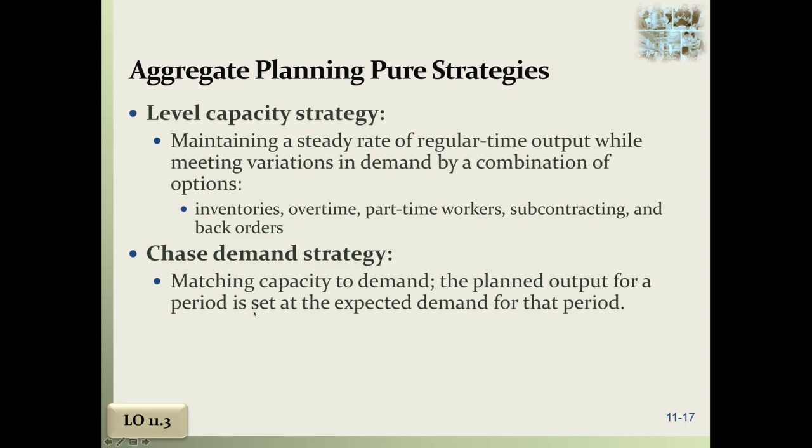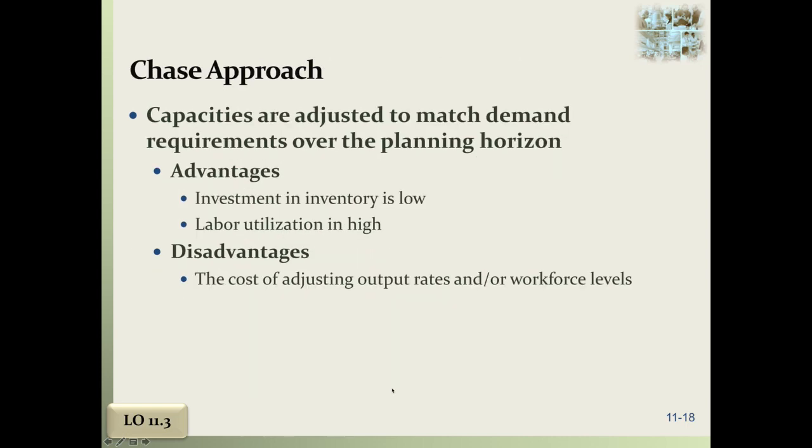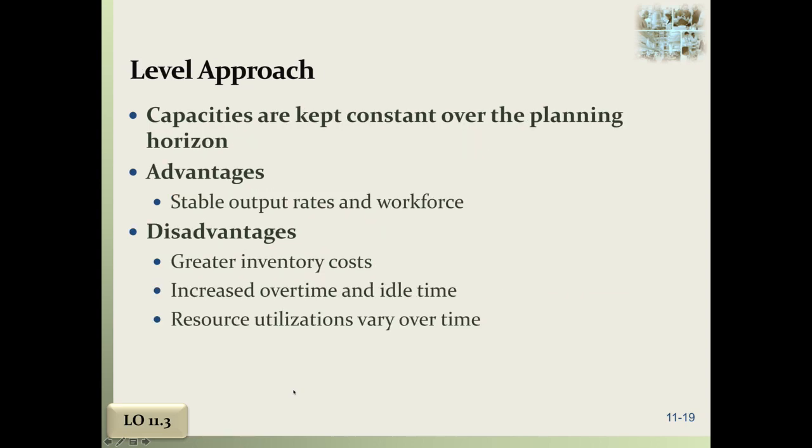Chase demand strategy is when you match your capacity to the demand. So the planned output for a period is set at the expected demand for that period. I'll show you how those two work. Capacity in the chase approach is adjusted to match the demand requirements over the planning horizon. The advantage is that the investment in inventory is low because you're utilizing that, but the trade-off is that your labor utilization is high. There are pros and cons to every approach. There isn't a right answer. I know I've talked about this in the past, and I think that's an important thing to think about. The disadvantage is the cost of adjusting output rates and/or workforce levels. There's a cost to that, so you're spending a little bit more.